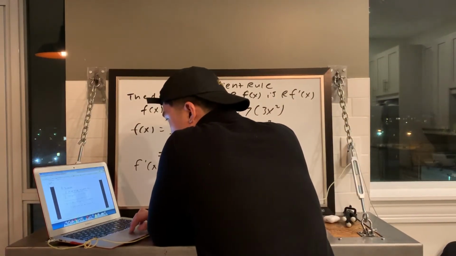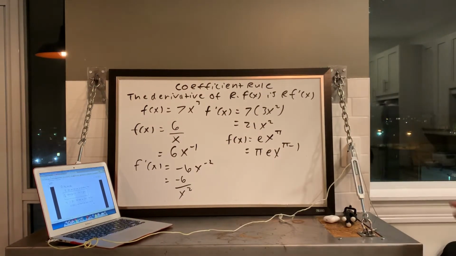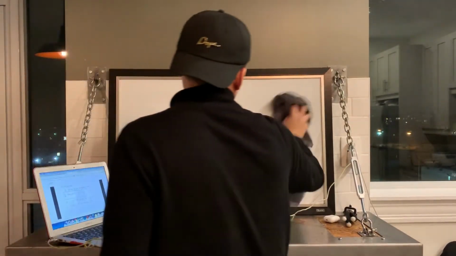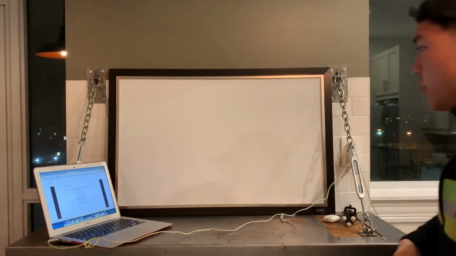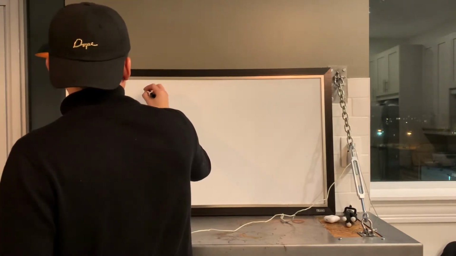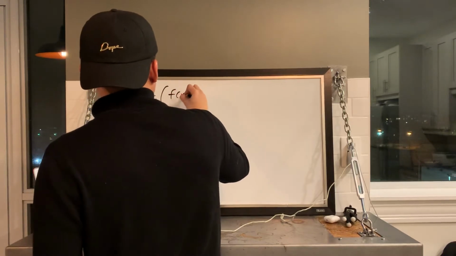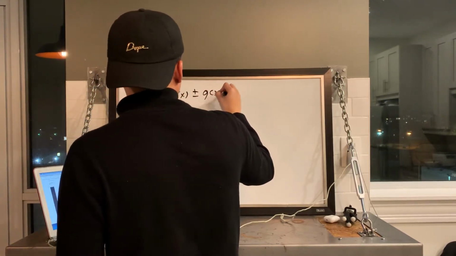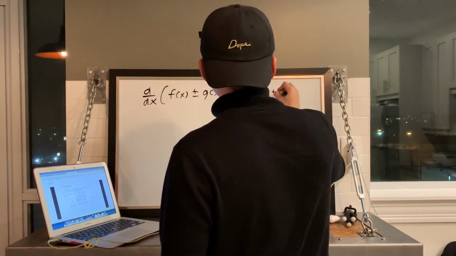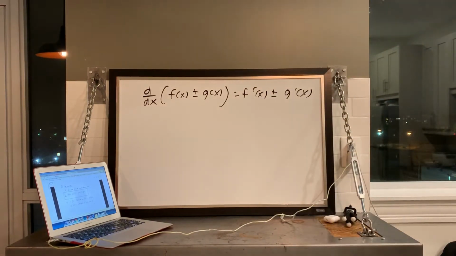Let's talk about the sum rule. It's very similar to limits. You can add and subtract derivatives with each other. And you can do the same thing when we get to the part of the course that talks about integrals. So the derivative d dx of f of x plus or minus g of x is f prime of x plus or minus g prime of x. That's something to keep in mind.